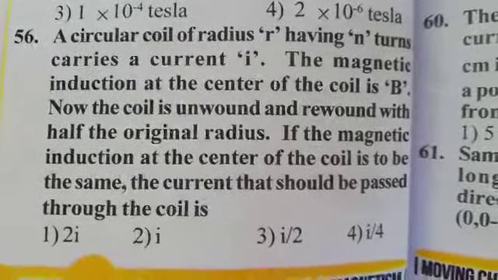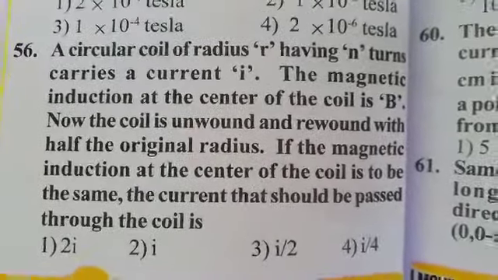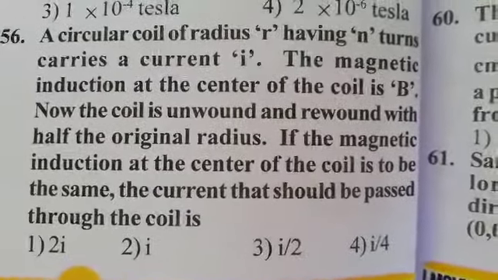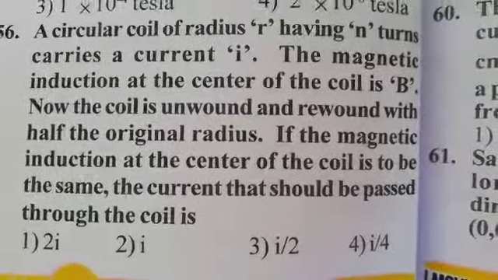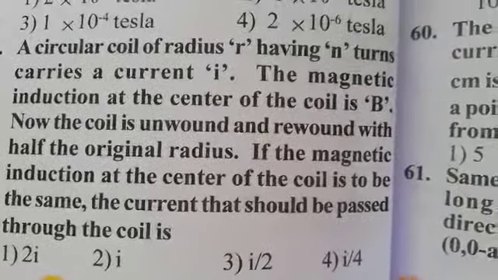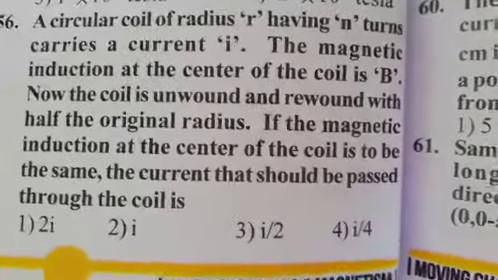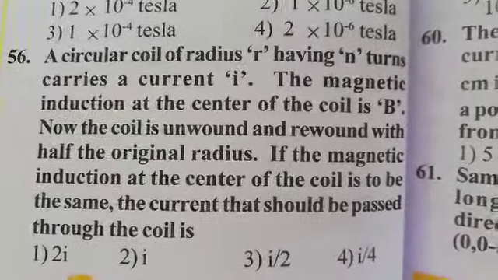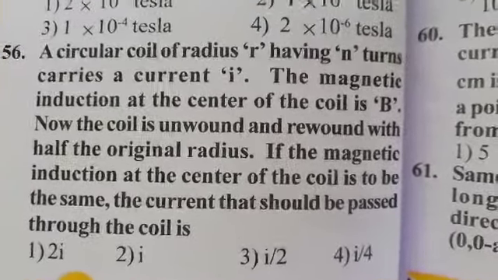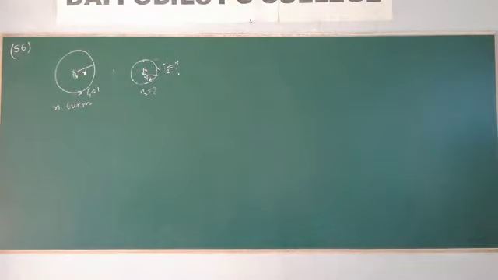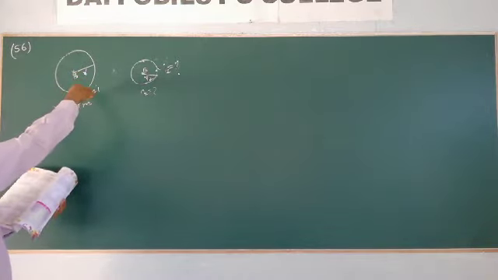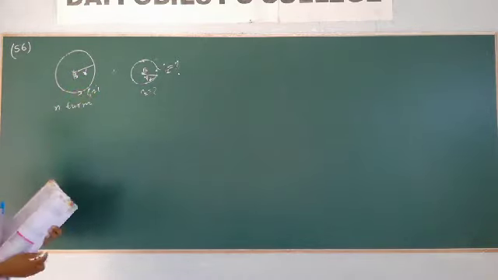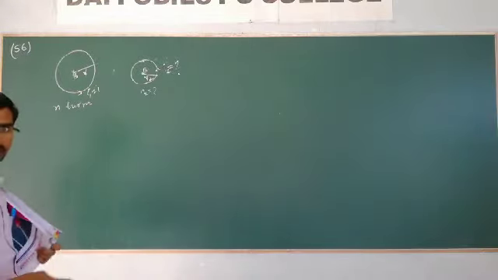Next one, the 56th one. A circular coil of radius R having N turns carries a current I. The magnetic induction at the center of the coil is B. Now the coil is unwound and rewound with half the original radius. If the magnetic induction at the center of the coil is to be the same, what current should be passed through the coil? See that? The circular coil of radius R having N turns carrying a current I. The magnetic induction at the center of the coil is B. So let us see what is the magnetic induction at the center of the coil.